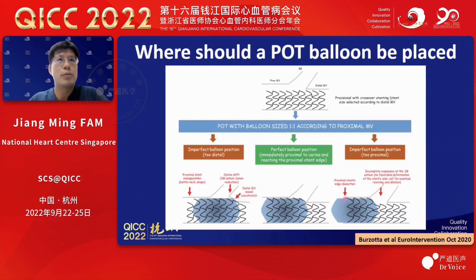Now, where the POT balloon should be placed: ideally, the stent should have enough length and be implanted sufficiently proximal to the side branch to accommodate the balloon at least 6 to 8 millimeters in length, and this balloon should be sized to the proximal main vessel. The distal marker of this balloon should be positioned in front of the carina and not extend distal to the carina. Doing so may overstretch the distal main vessel, causing dissection and plaque shift.